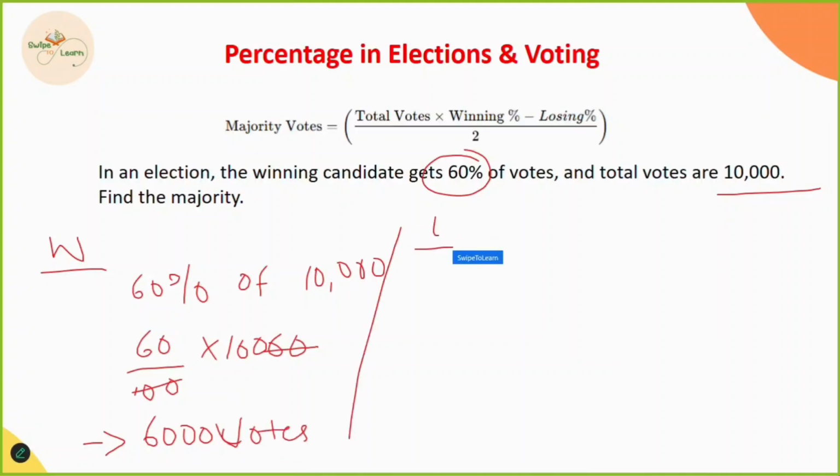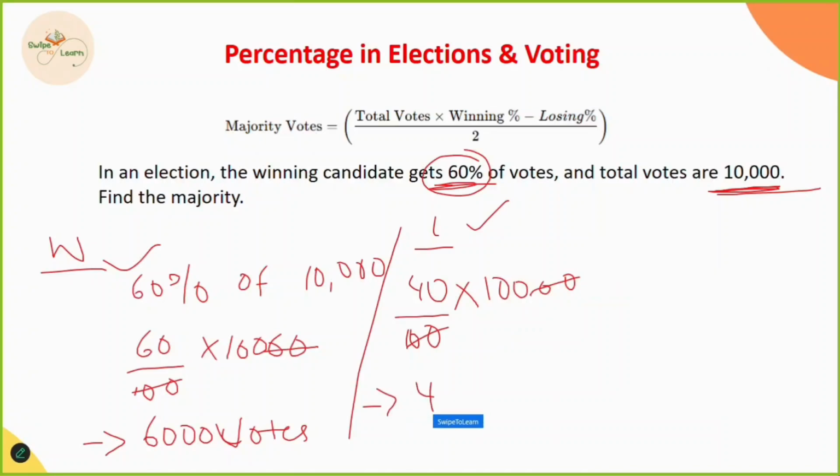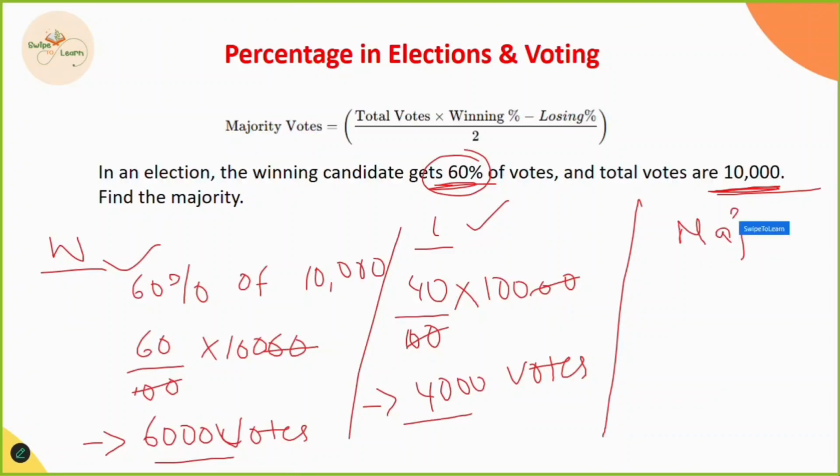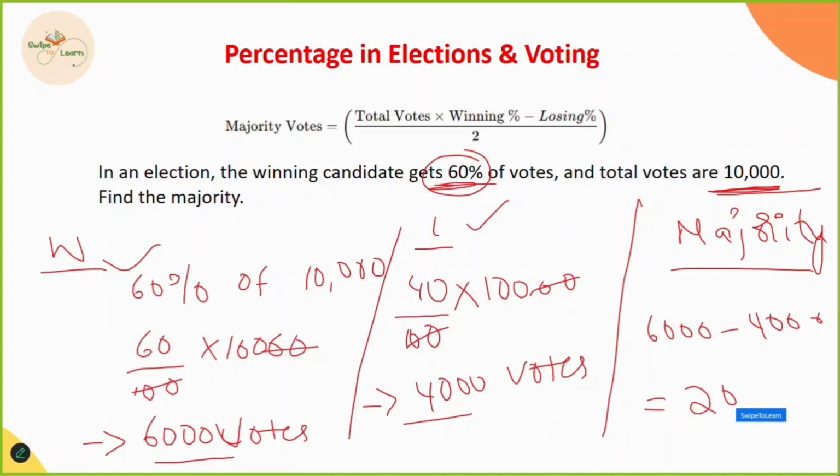And calculating for the losing person. If the winning is 60%, the losing should be 40%. So 40 divided by 100 into 10,000. For either the winning or the losing candidate, the total number of votes is constant. It does not change. So the zeros get cancelled and the losing person got 4,000 votes. The winning person got 6,000 and the losing person got 4,000. By what majority did he win? By simply subtracting 6,000 minus 4,000, which is 2,000. So by 2,000 votes, this person won the election.